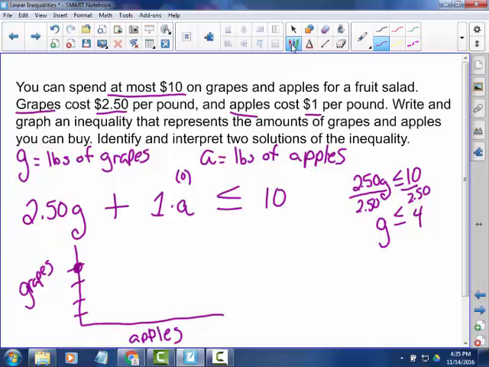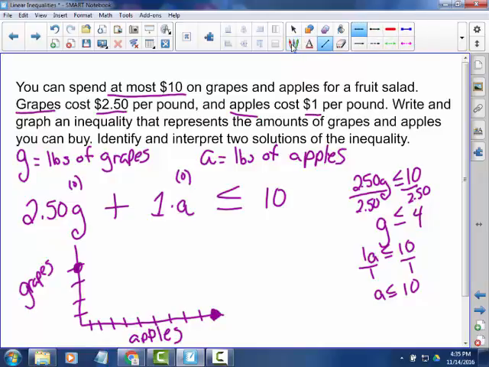Likewise, if I chose to not buy any grapes, just apples, then 1a would be less than or equal to 10, and I would divide by 1. So a would be less than or equal to 10. So at most I could buy 10 pounds of apples. So 1, 2, 3, 4, 5, 6, 7, 8, 9, 10 pounds of apples. And it's going to be a solid line through there because of the symbol, less than or equal to. So we're going to connect them with the solid line.